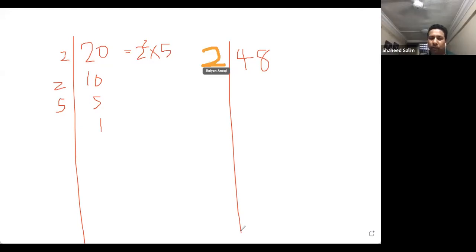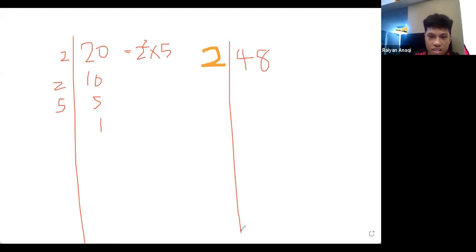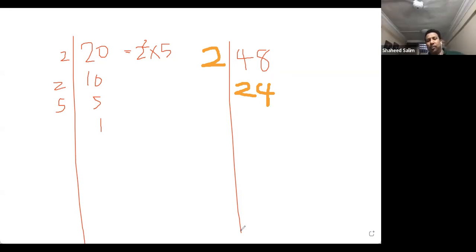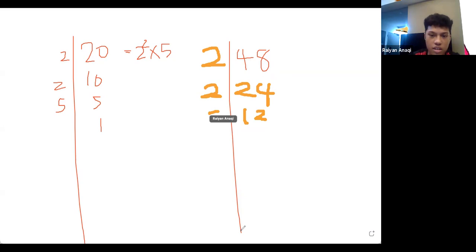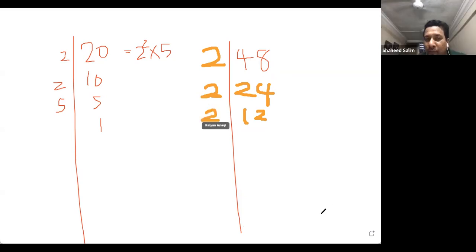The answer is 24. 48 divided by 2 is 24. You divide by 2 until you cannot divide anymore. Even number, so 12. Then 6. Can divide by 2. All those are even here.